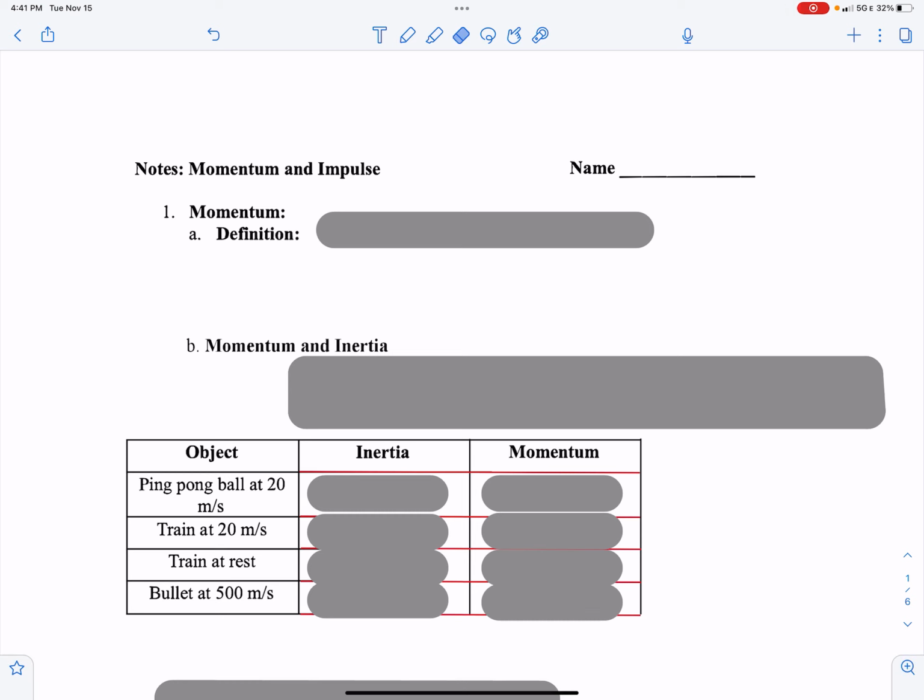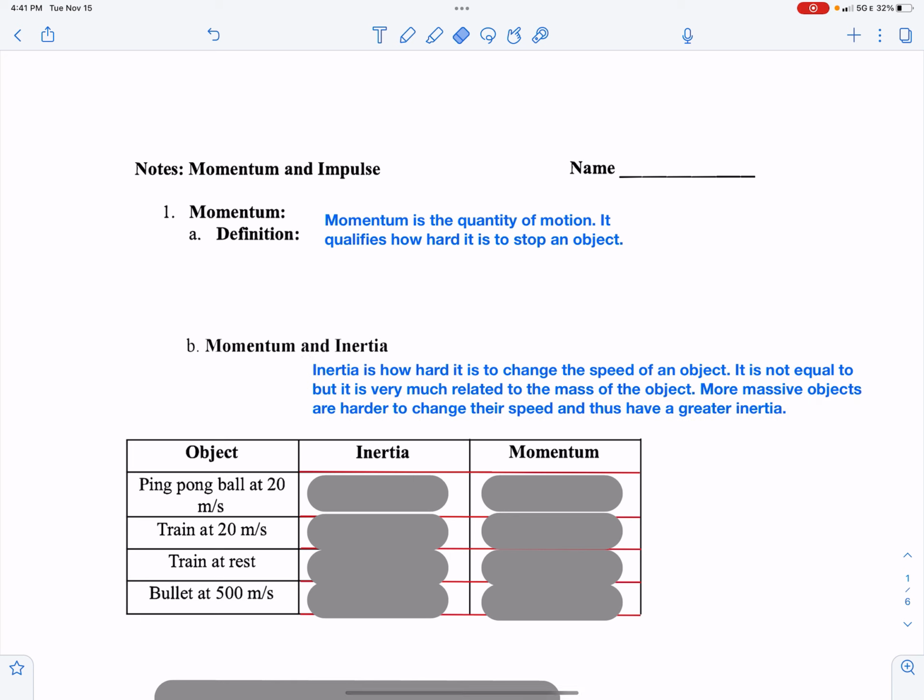Momentum, part one. Well, we can define momentum as the quantity of motion, but you can also think about it as really how hard it is to stop an object. Inertia relates to how hard it is to change the speed of an object. So you can see how they're related. If momentum is how hard it is to stop an object, right? Inertia is how hard it is to change the speed of an object, right? You can see that we're dealing with mass. Mass is a part of momentum.